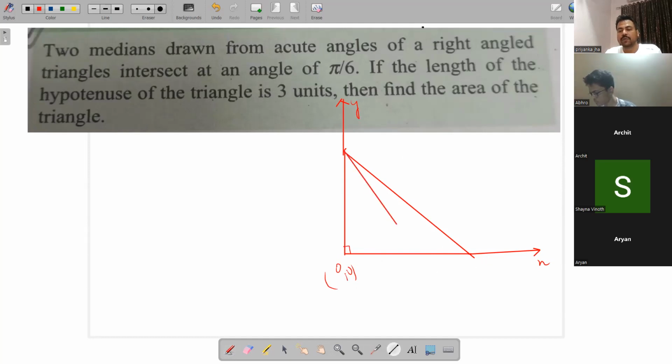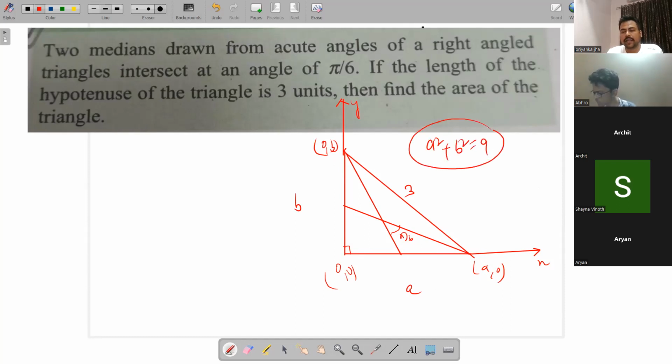Median means you just have to join the middle point of the opposite side. Here also, the middle point of the opposite side. See this angle: the medians intersect at an angle of 5/6, so the acute angle between these two medians would be 5/6. The hypotenuse is 3. Assume the length of this side is A, so this coordinate is A comma 0, and this side is B, so this coordinate is 0 comma B. If you apply Pythagoras theorem or the distance formula, you will get A square plus B square equals 9, right? Okay.